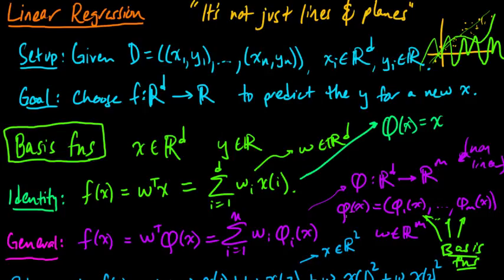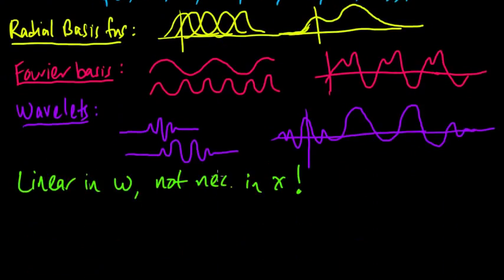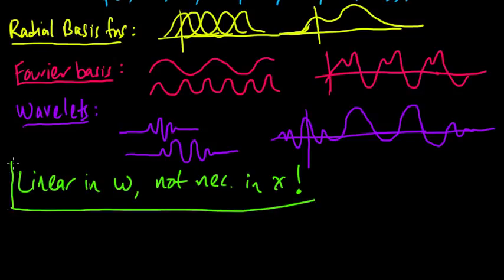And these basis functions can allow you to capture nonlinear characteristics in x, but it's linear. So the key fact is that it's linear. The function that you're using here to predict this f is still linear in w, in this parameter w. So that was the key fact: linear in w, not necessarily in x.